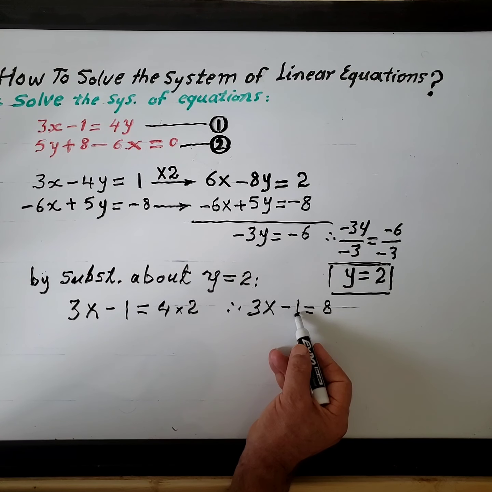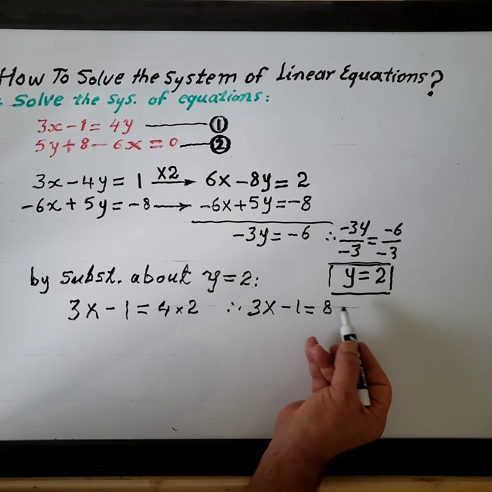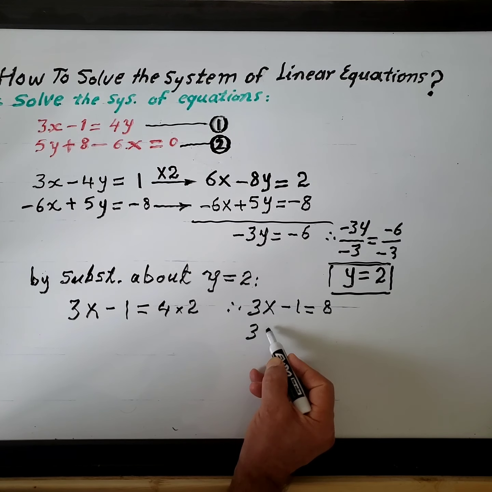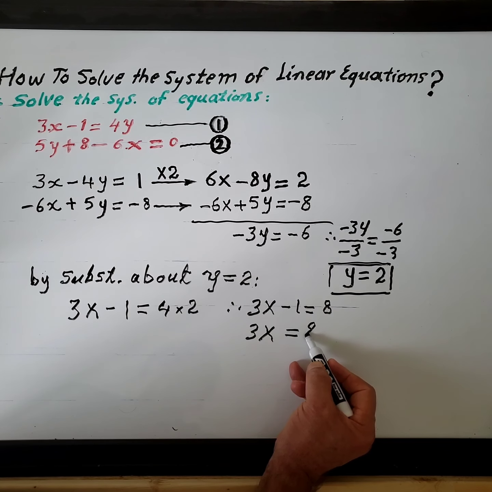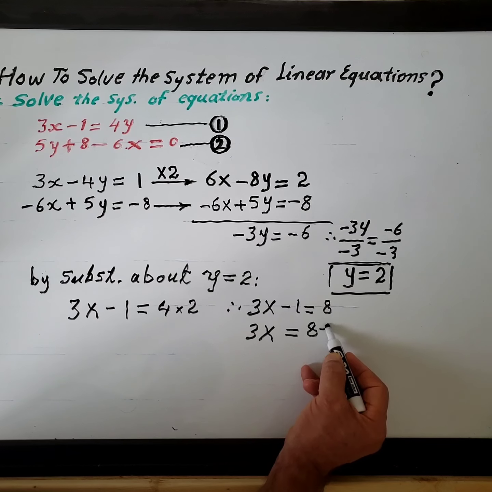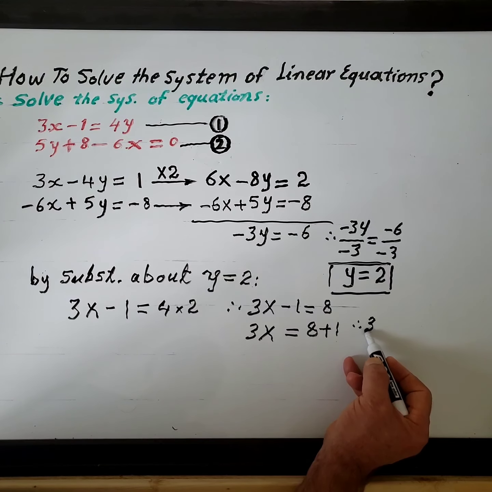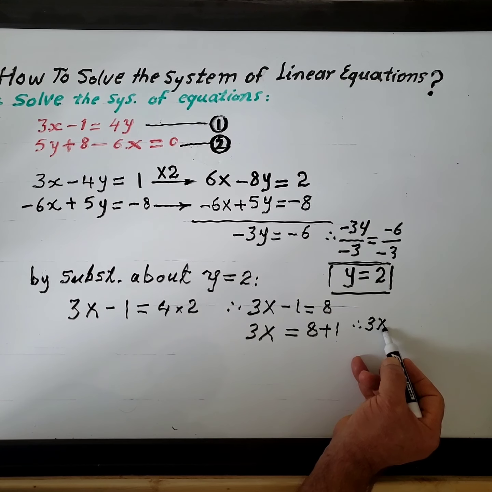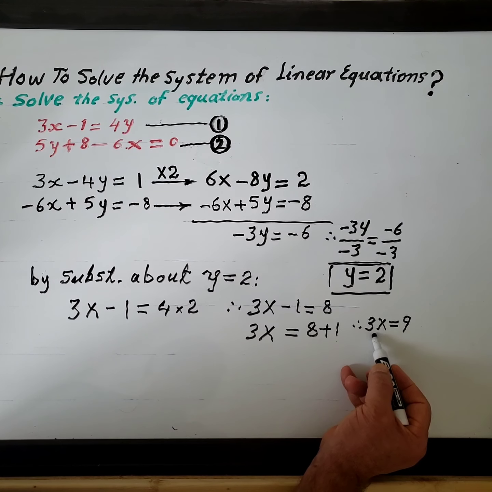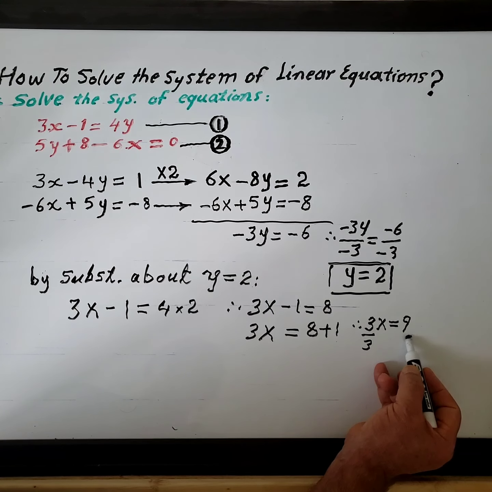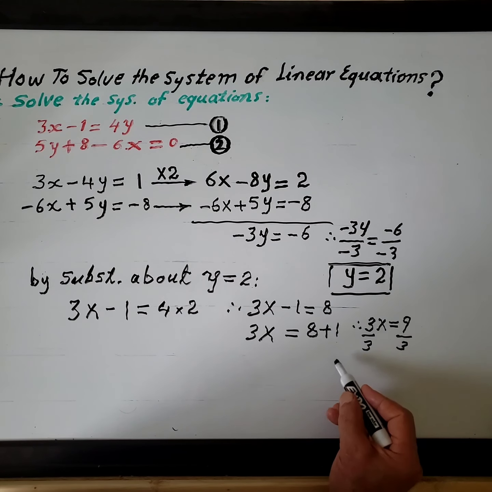Then move negative 1 here to the other side of the equation. It will be positive 1. So 3x is equal to 8 plus 1. That means 3x is equal to 9. Then you divide over 3 here, divide over 3 here, you will get x is equal to 3.